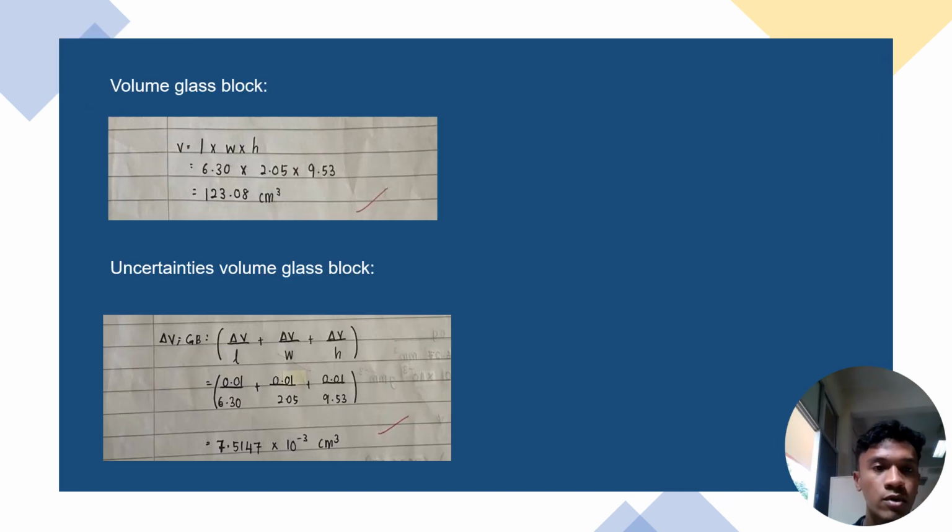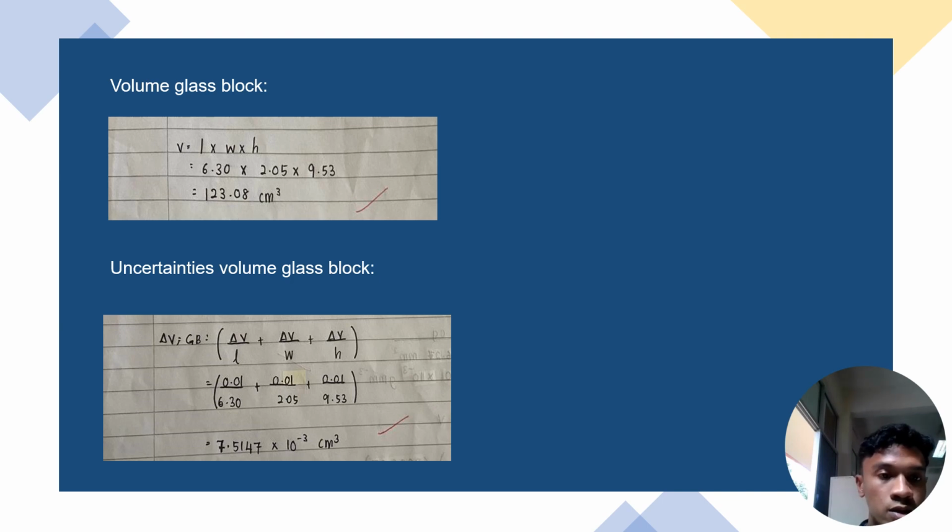For the volume of the glass block, we're going to use the formula L multiplied by W multiplied by H. So 6.3 multiplied by 2.05 multiplied by 9.53. So we got 123.08 centimeter power of 3.